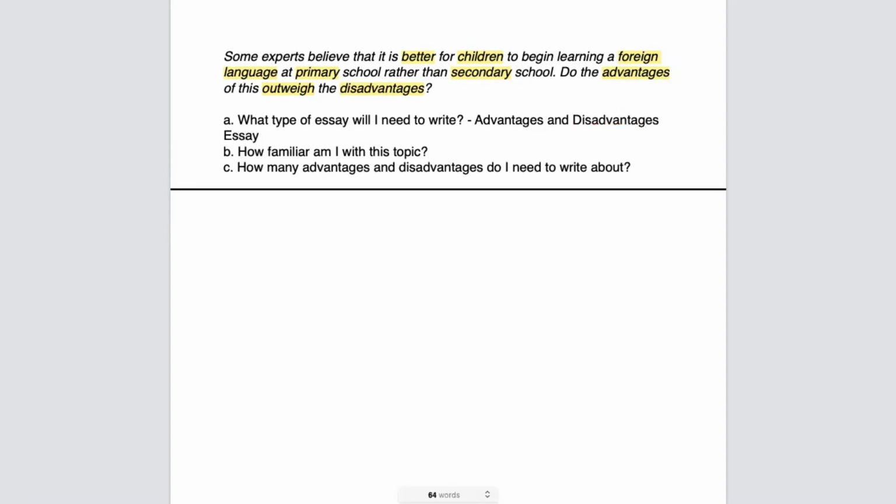However, keep in mind that we've just looked at the 3 different question types and the 3 different outlines. So I'm going to say that this is outline B because the question is, do the advantages of this outweigh the disadvantages? So I know that I'm going to have to talk about a stronger side and a weaker side. B, how familiar am I with this topic? This will depend on you. This will depend on the test taker.